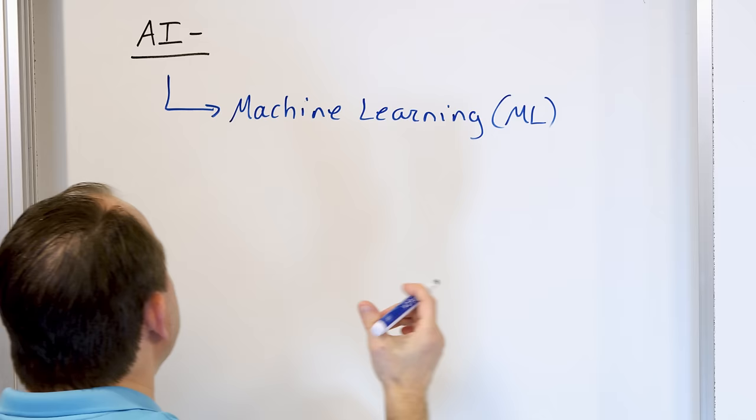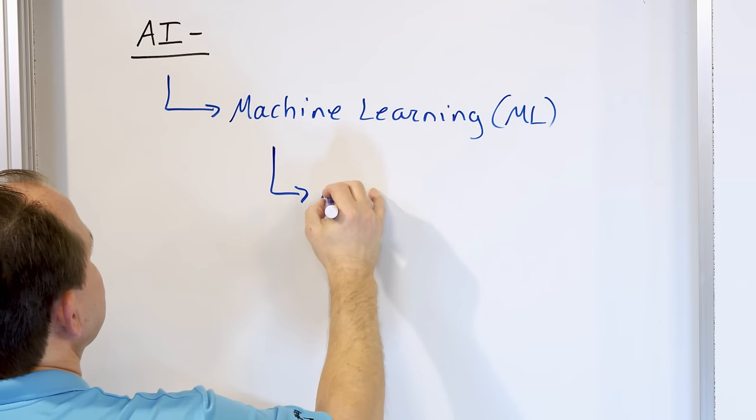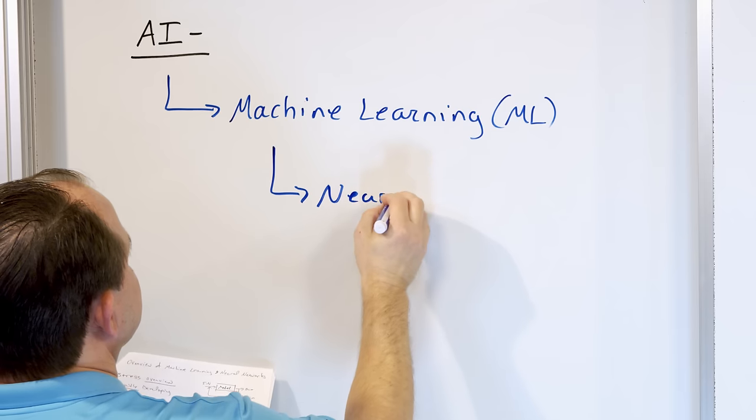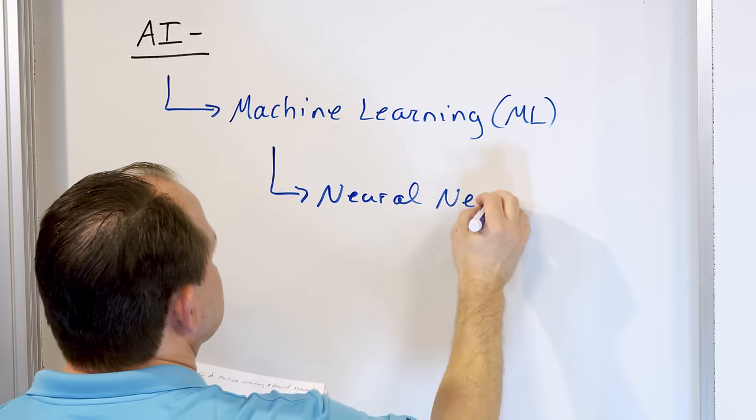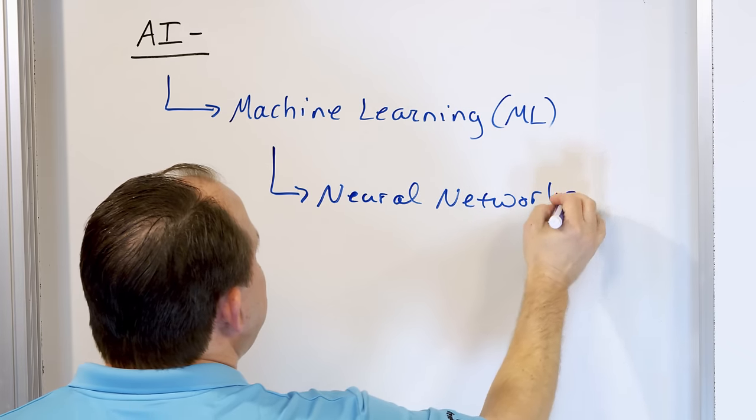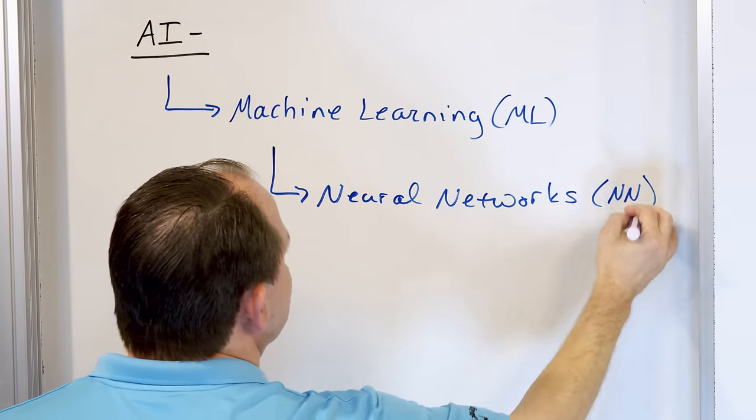There could be other techniques down the road. There will be other techniques down the road that probably supersede neural networks, but neural networks is what we have landed on now. Neural networks are a subset of machine learning. So underneath machine learning live neural networks. And typically you'll see that as NN, neural networks.